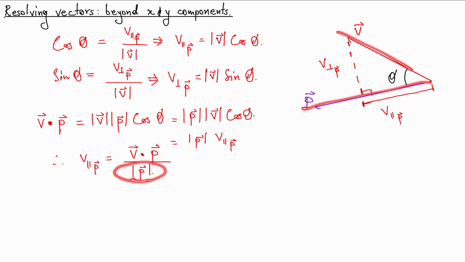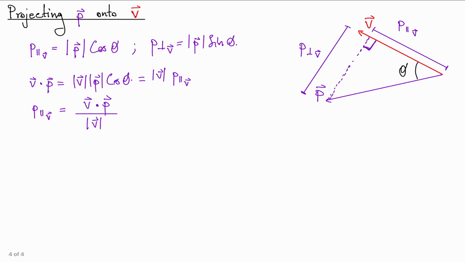We were projecting vector V onto vector P, and notice what makes it into the denominator. And we could argue the same for the component of vector P that's perpendicular to vector V. That we can use the cross product for.